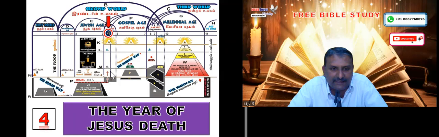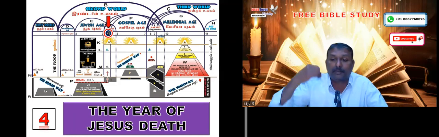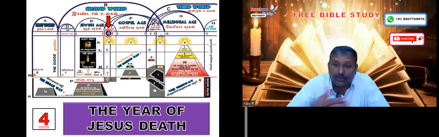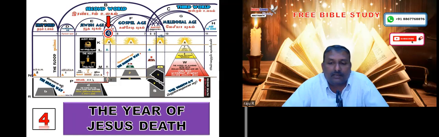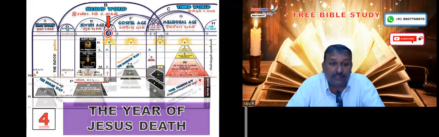So this line represents number four, the period when Jesus died on the cross. Jesus did his ministry for 3.5 years. He preached the gospel to the Jewish people, and the Israelites indeed were gathered as wheat, and Jesus had to lay down his life for everybody. So that was 3.5 years after his ministry.